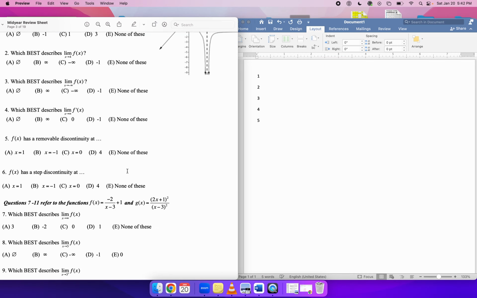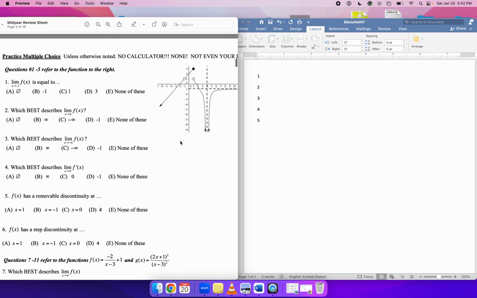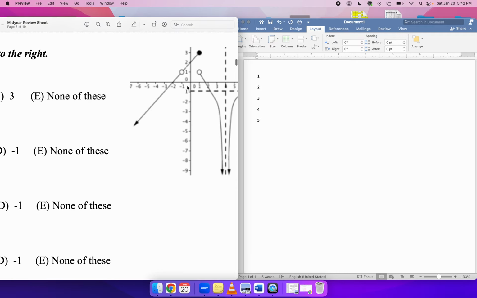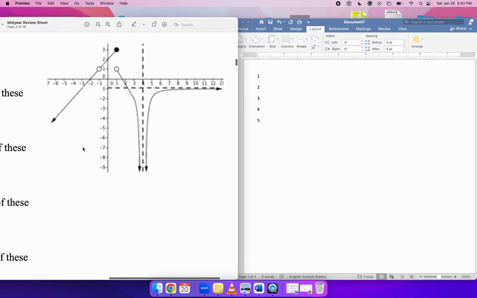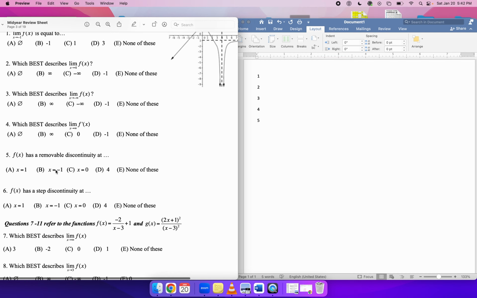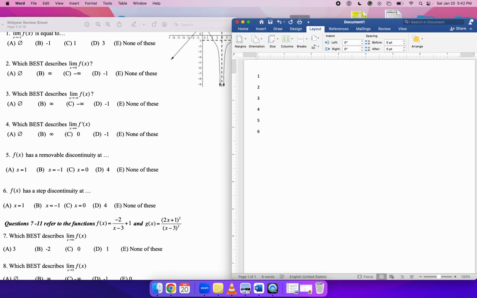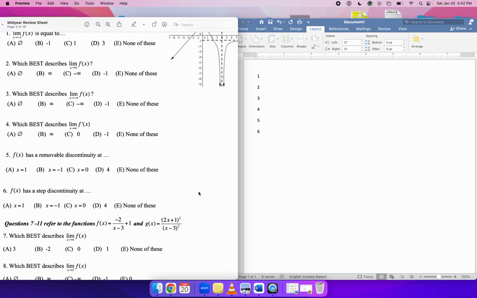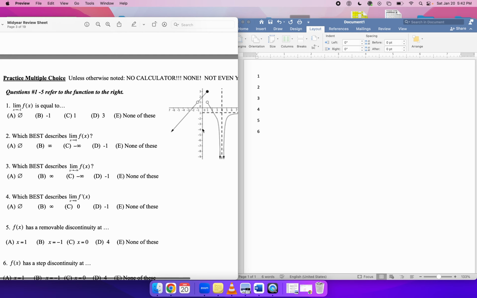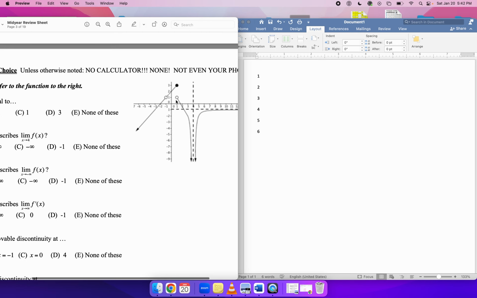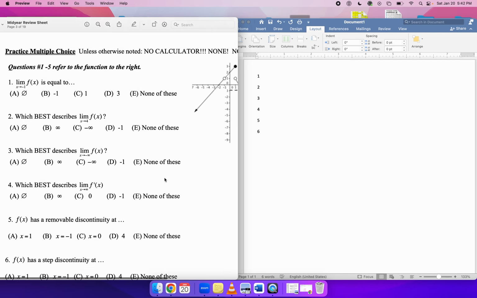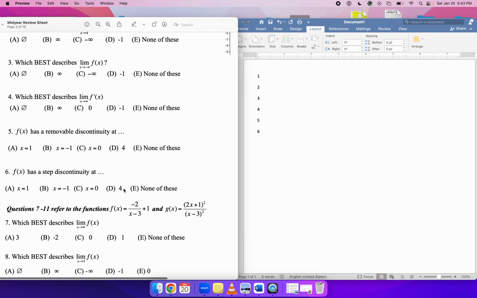Number 5, f of x has a removable discontinuity at... a removable discontinuity is just another word for a hole. And that occurs at -1. So that would be -1. 6, f of x has a step discontinuity at... well, a step discontinuity is just another word for a jump discontinuity. They mean the same thing. And I would say that there is a jump right here at x equals 1. So step discontinuity at x equals 1.